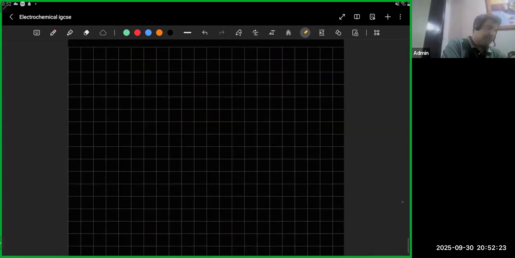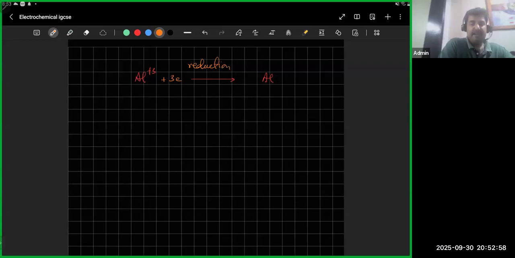I'm just going to repeat this one more time. Al3+, what happens if it turns into Al? So that is reduction. The electrons are being gained. Is that clear? You're gaining electrons. The charge is reducing. This is reduction happening. You're going from +3 to 0. So that's going down. That's reduction.